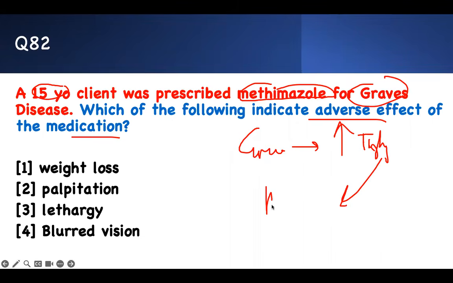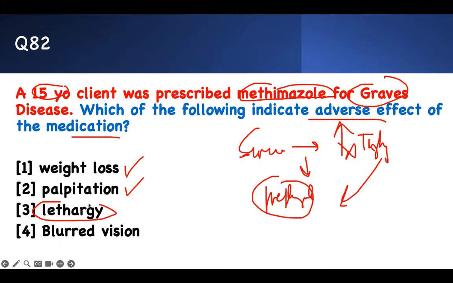I give you methimazole. Methimazole is going to block this. That means things will start going down, right? So which one indicates that there is an adverse effect of the medication? If they're losing weight, that means my medication is not working, right? That means the Graves' disease is causing a high hypermetabolic rate and they're losing weight. If they're having palpitations, that means their thyroid hormone is too high. Lethargy, things going down now.